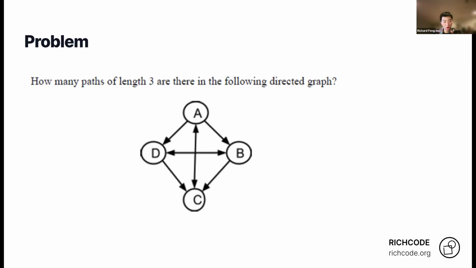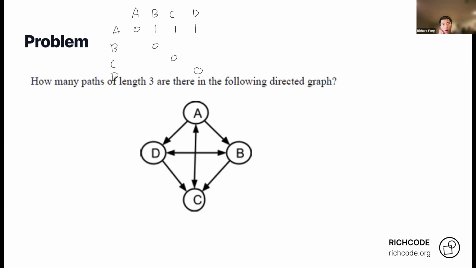Okay, so to do this problem, let's first construct an adjacency matrix for this graph. So let's do A, B, C, D, A, B, C, D. From A to A, there is no connection. So along this whole diagonal, there's no connections because the node can't go to itself. From A to B, there is a connection, so let's put a 1 there. From A to C, there is a connection, and there is one for D as well.